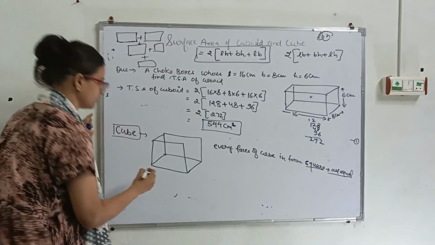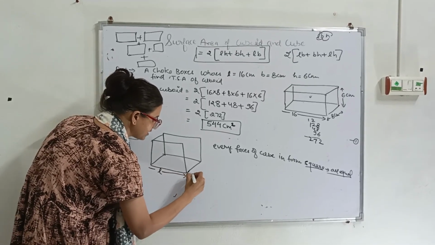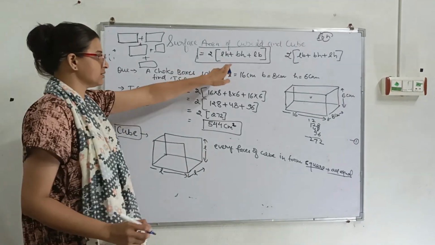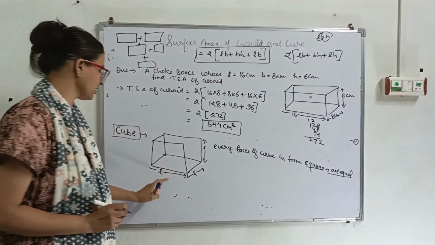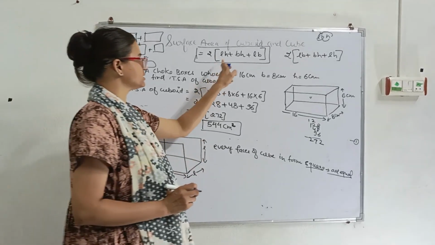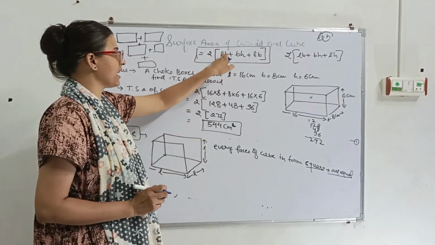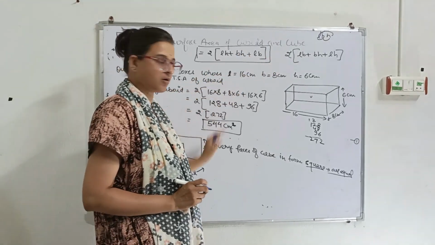All sides are equal, so we can take it like this, L. Similarly, all the sides are L because all sides are the same. The structure is similar to the cuboid, but there all the sides are different, and in the cube all the sides are the same. This is the total surface area of the cuboid. So in the formula, H is replaced by L and B is also replaced by L, so we can find the formula of the cube.